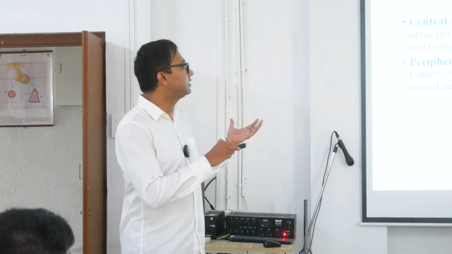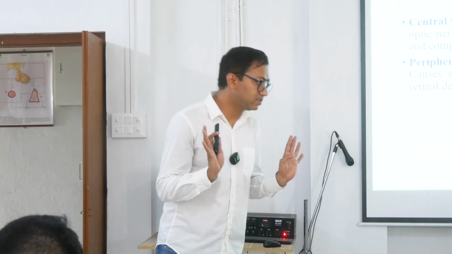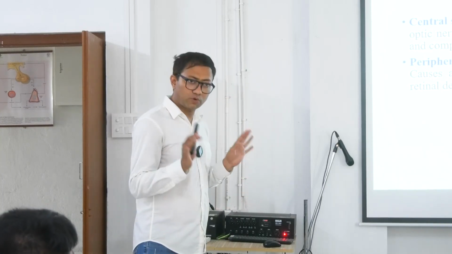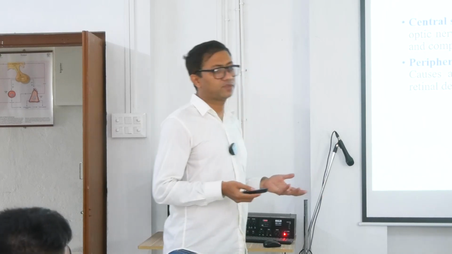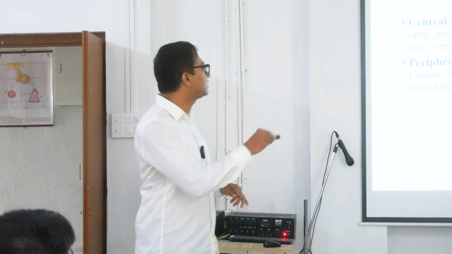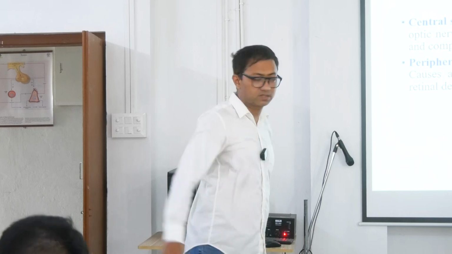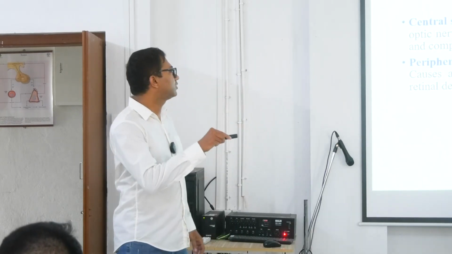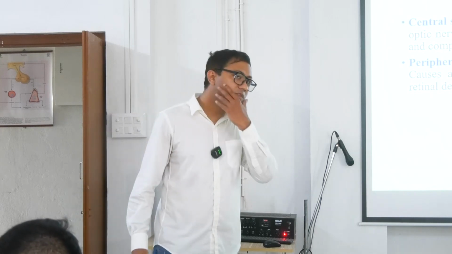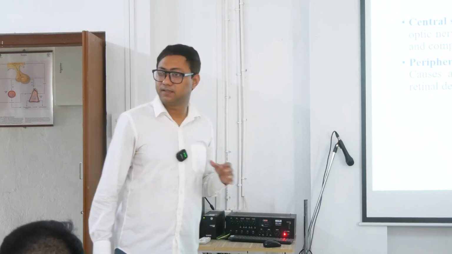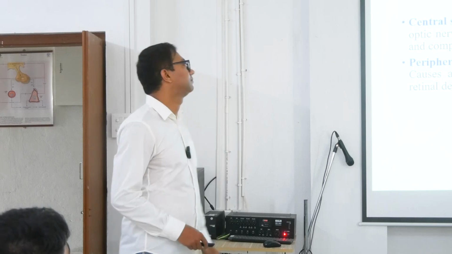So central scotoma is seen in optic neuritis, at least remember one disease, right? And peripheral scotoma has many examples, okay: pituitary tumor, advanced glaucoma. If you just remember two examples, at least remember advanced glaucoma and pituitary tumor. Also retinal detachment is very important, right? So here there is a peripheral field of vision defect.